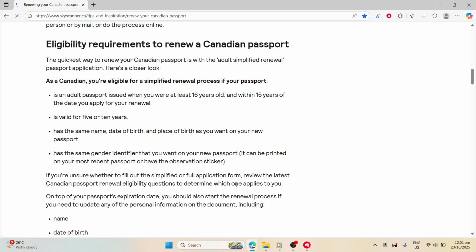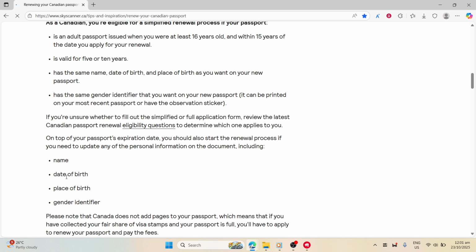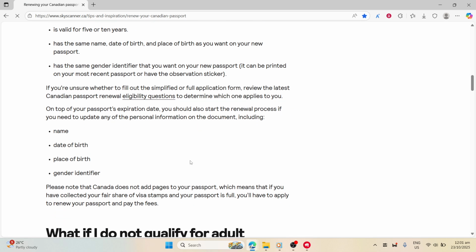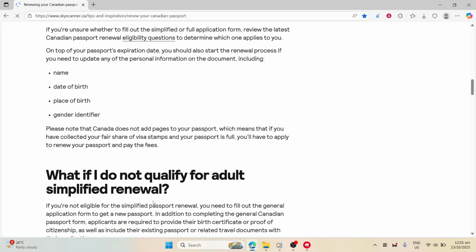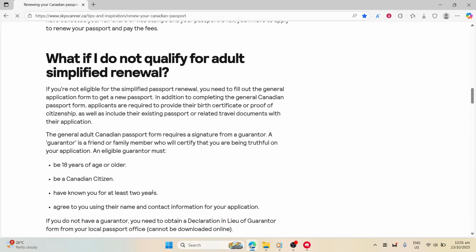Well, no worries, you'll need to fill out the general application form. This means providing proof such as your birth certificate or citizenship papers, and including your current passport or any travel documents you possess. Here's where the guarantor steps in. A guarantor, a friend or family member, who has known you for at least 2 years and agrees to lend their name and contact details will vouch for you. In the absence of one, you'll need to get a declaration in lieu of guarantor form, which can only be obtained from a passport office.